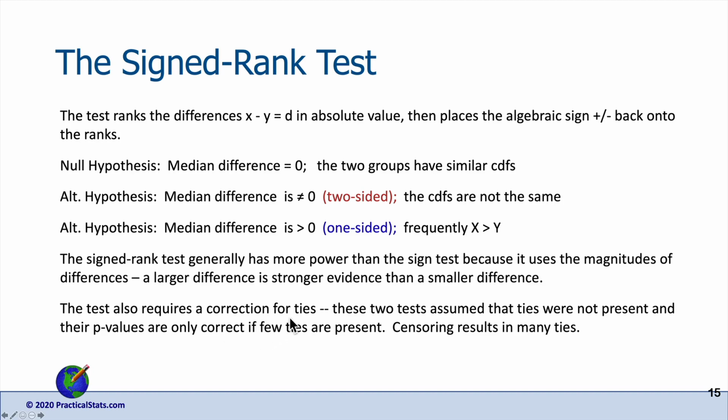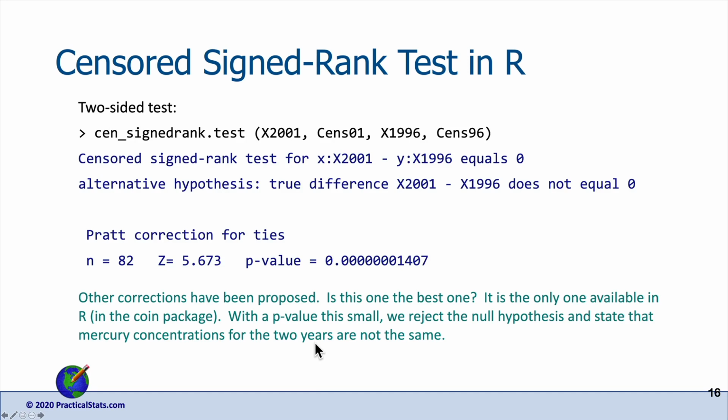So the classical test, developed I think back in the 1940s, assumed there were no ties. And there is a correction for ties. In fact, there are several corrections for ties. The one that's in R is called the Pratt correction. There's other corrections that have been proposed. The question is, is this the best one? I haven't seen a good article that compares these tie corrections, so I don't know, but it's the only one available.